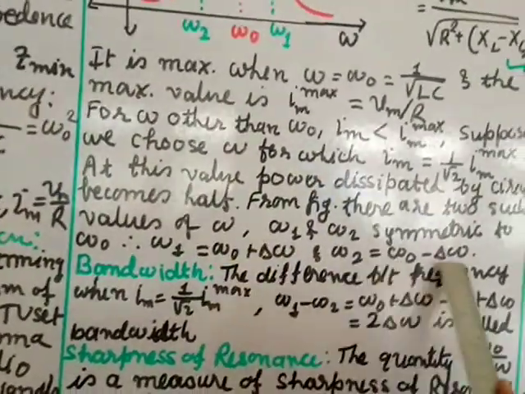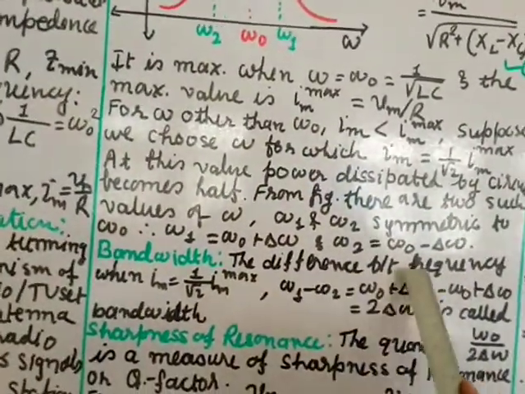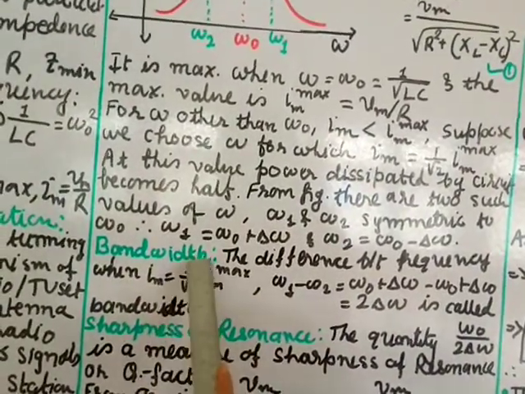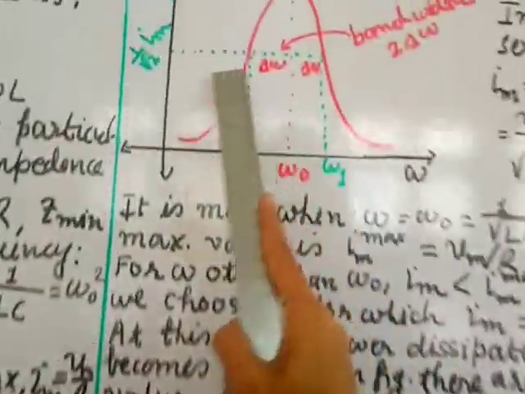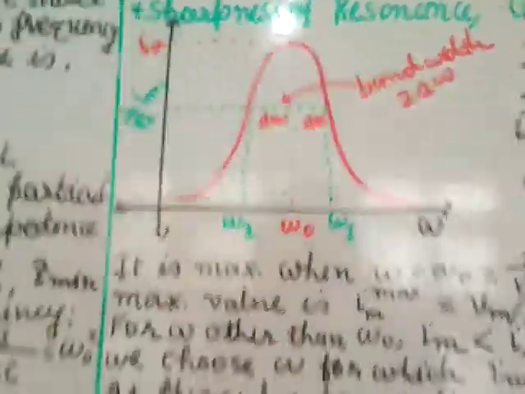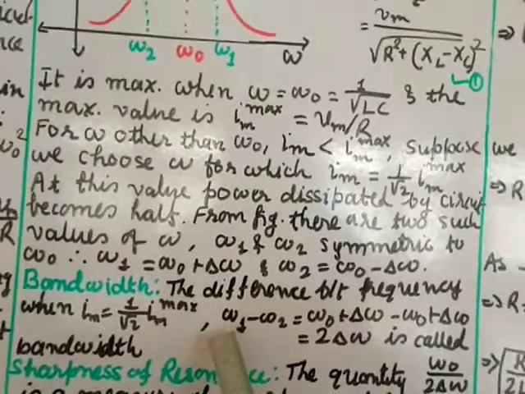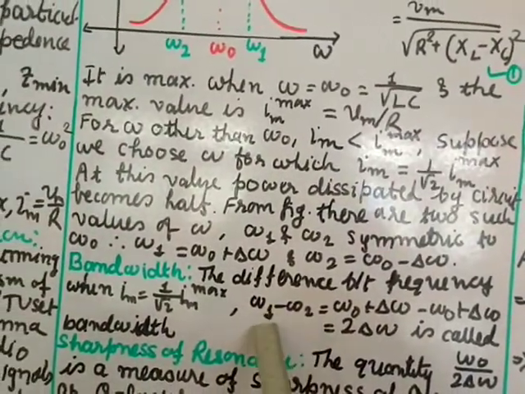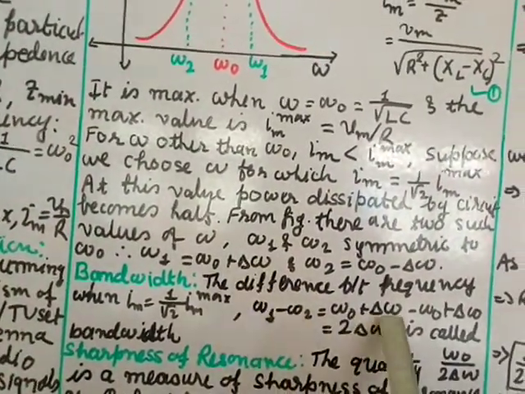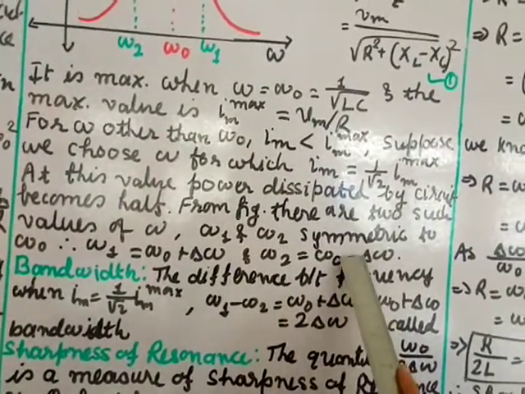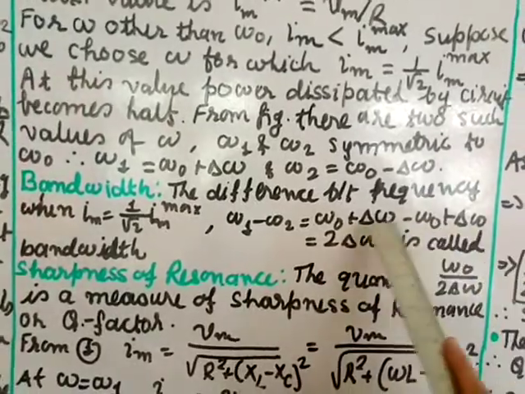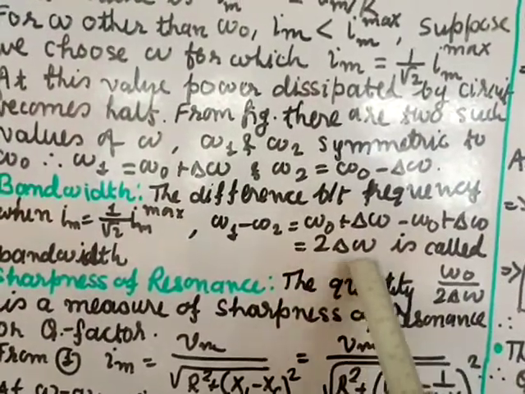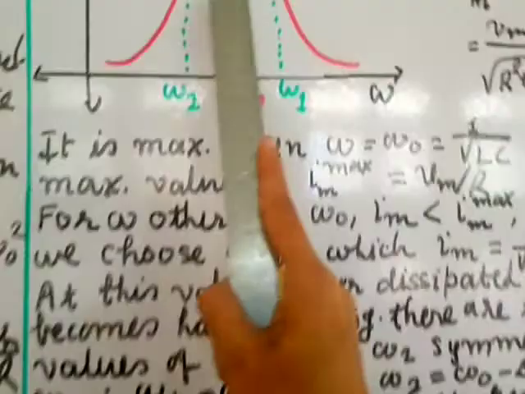Then bandwidth: the difference between frequencies when Im is equal to 1 by root 2 Im maximum. So I will take the difference at this point, omega 1 minus omega 2. Put omega 1 value, omega naught plus delta omega, minus omega naught minus delta omega. Omega naught cancels, and delta omega plus delta omega gives you 2 delta omega. This is called bandwidth, so this length is called bandwidth.